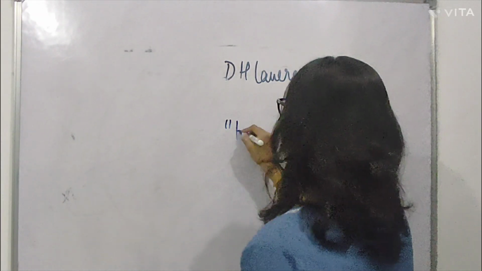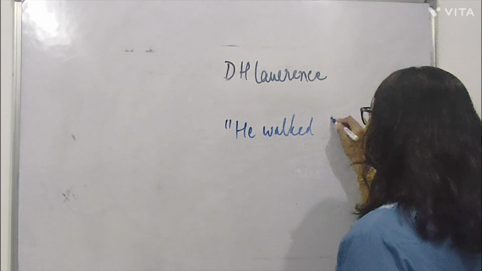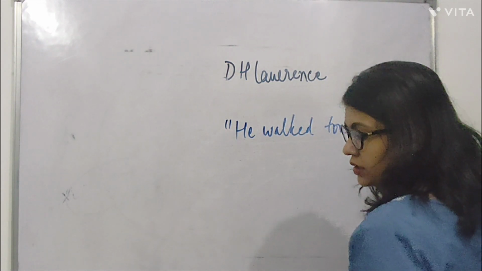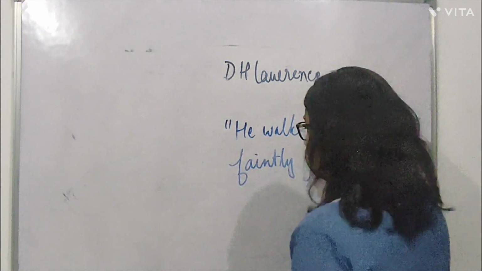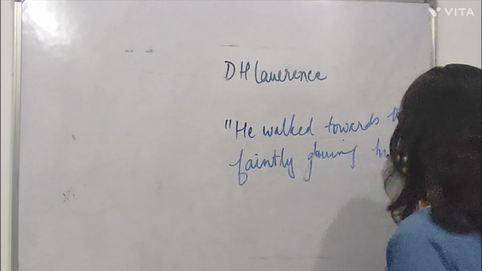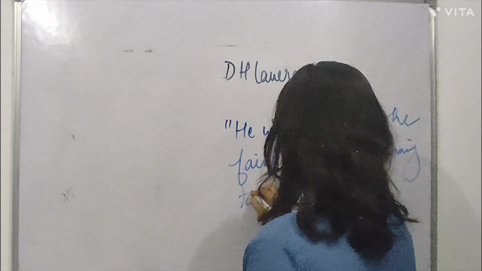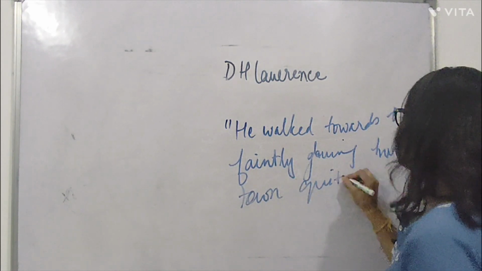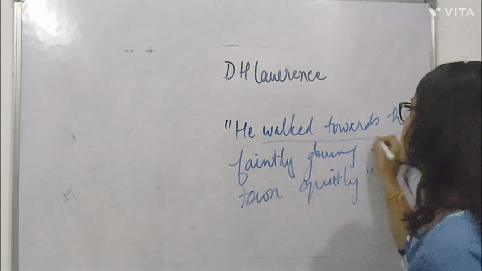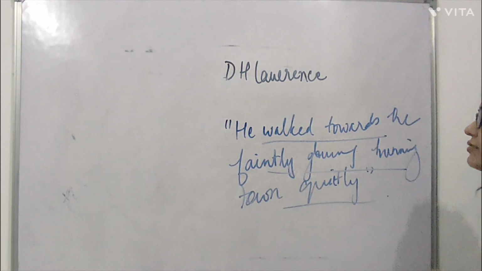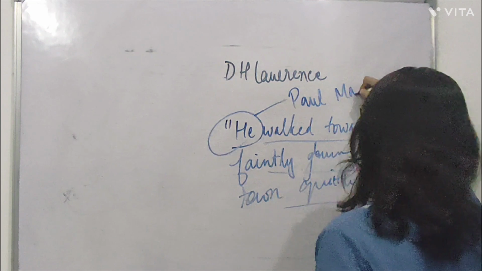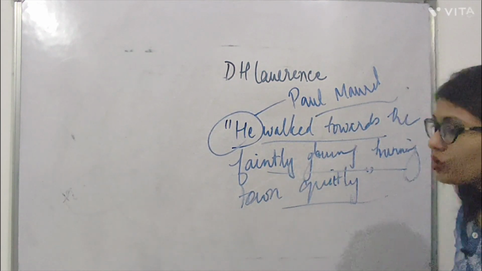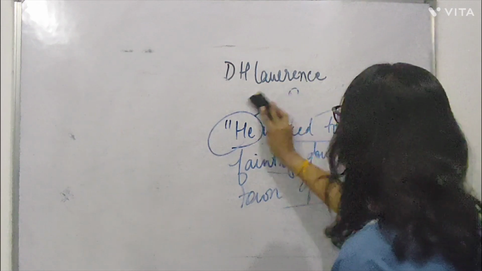It says, he walked towards the faintly glowing, humming town quietly. This is the last line of Sons and Lovers. He walked towards the faintly glowing, humming town quickly. Now, he here is Paul Morel. Okay, this is all about the book Sons and Lovers.